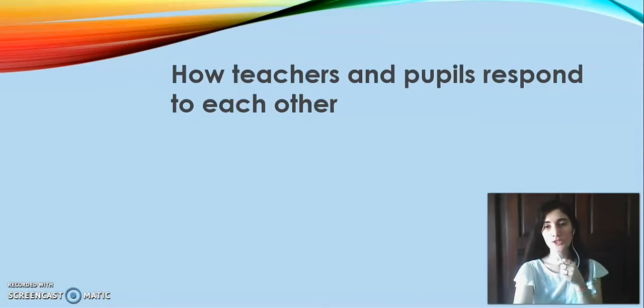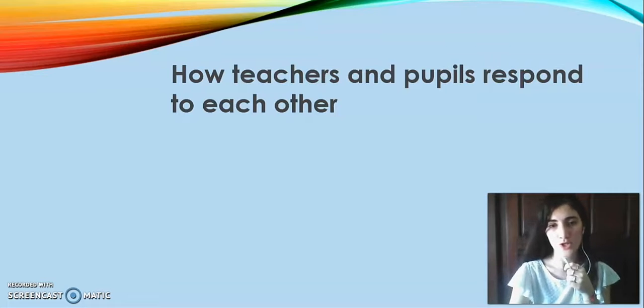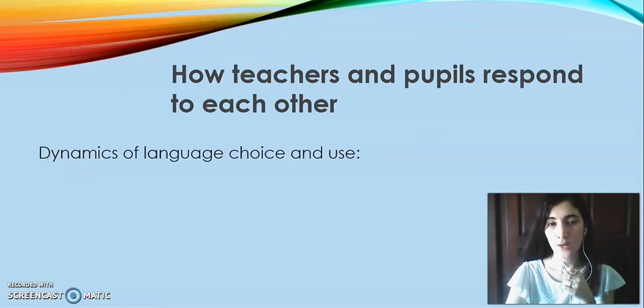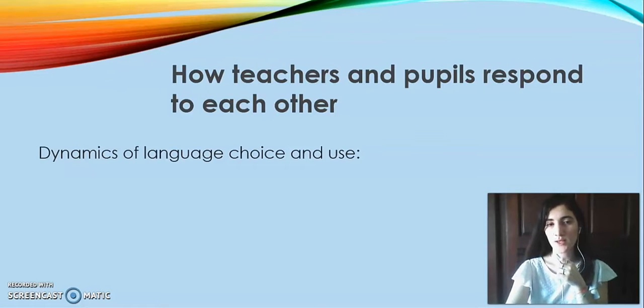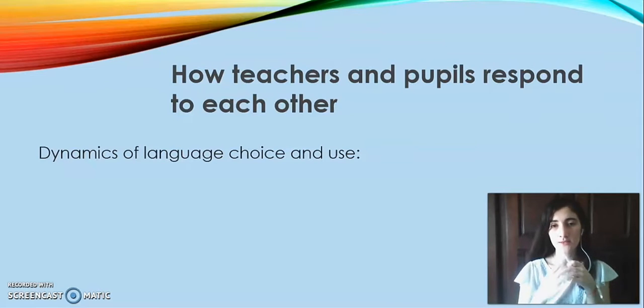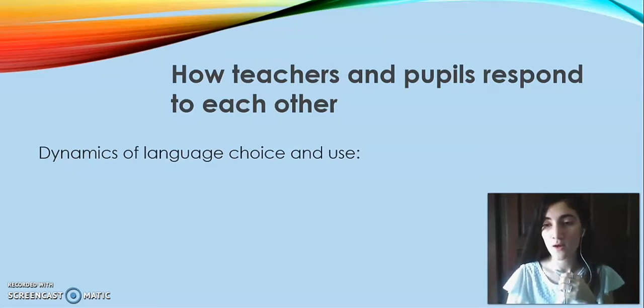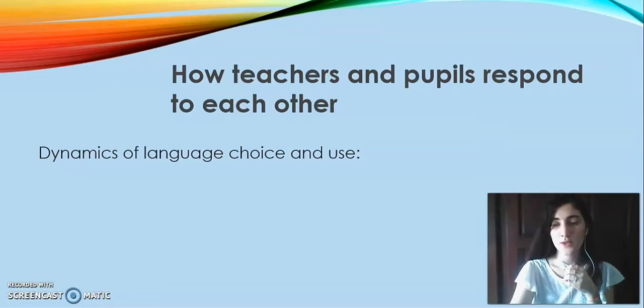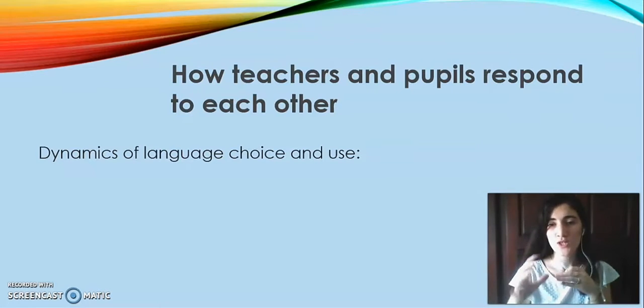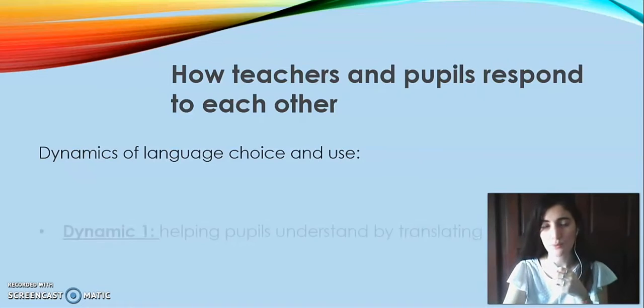Here we have how teachers and pupils respond to each other. Dynamics of language choice and use. And here we'll see the movement between languages in the classroom, how the teacher asks questions to the students and how they respond, and the other way around. Here the teacher and the students are the ones who make the choice about which language to use. So here we have examples of that switching between languages in the classroom.